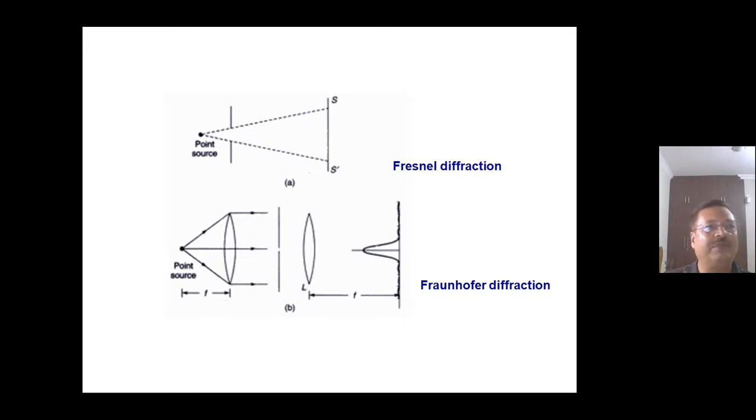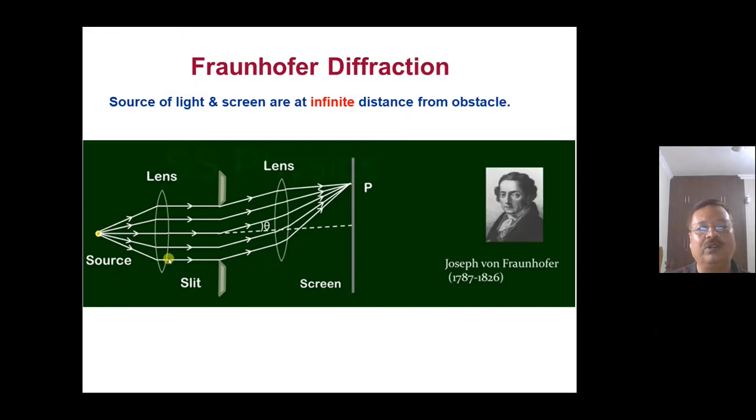So with respect to half a millimeter, the distance where we are going to look at the diffraction pattern becomes like infinity. This is why we call it Fraunhofer diffraction, where you have the source of light.